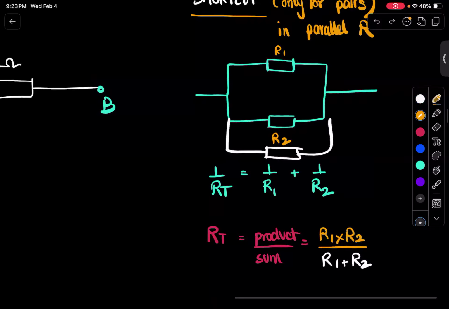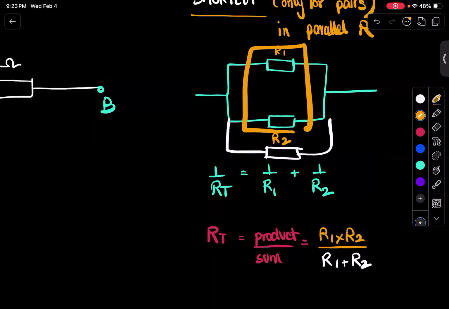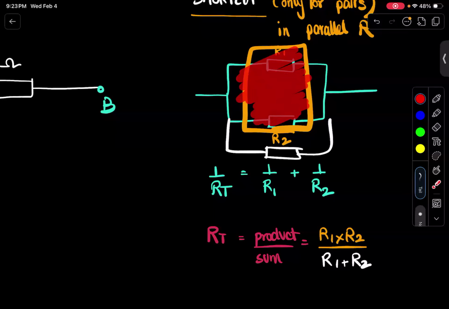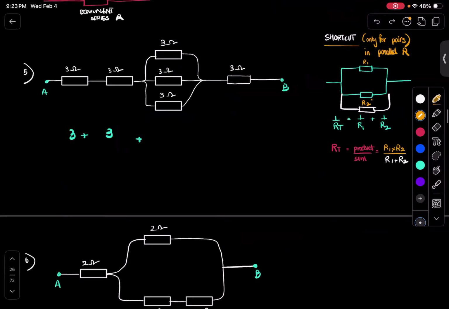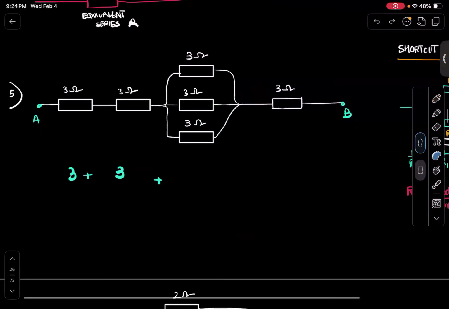You'll have to first find the total resistance of R1 and R2, okay? And then you can consider R1 and R2 to be one resistor, and then do product over sum with that other resistor again. Okay, I'll show you the application in the next few examples. So for example, this one, right?